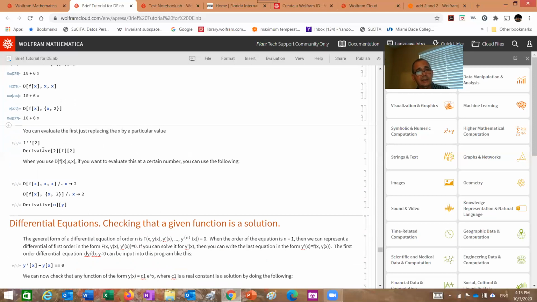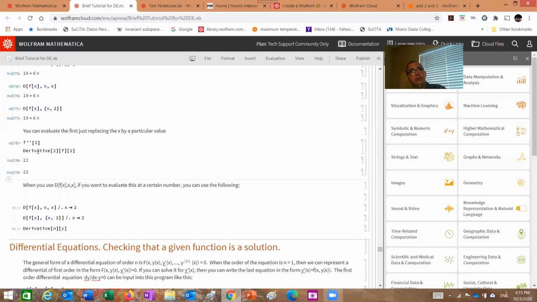Remember, you can evaluate an expression like this or an expression like this at any value of x just by writing down the value of x. In this case, the second derivative of f at 2 is 22, and the second derivative using the other notation is 22. But you cannot do the same thing here. In this case, you need to use a replacement rule. You need to use replace all and then a replacement rule. In this case you find the second derivative and then you replace the x by 2 in that expression. Or you can do it like this, which is the same. Let's see that the result is the same in both cases.